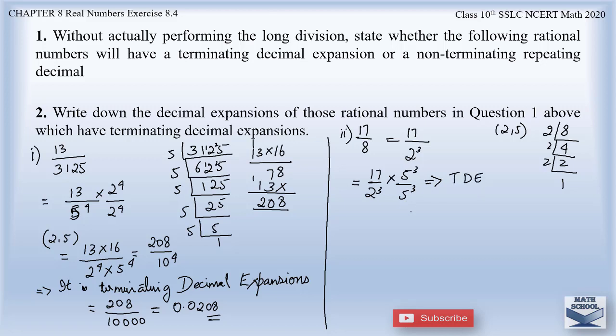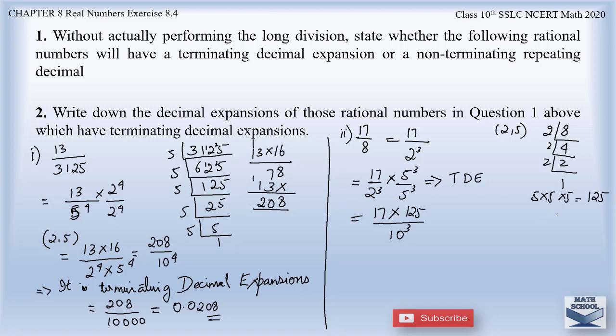Now let us find the equivalent decimal expansion for this rational number, that is 17 by 8. 17 into 5 cube: what is 5 cube? 5 into 5 into 5, 5 fives are 25, 25 into 5 is 125. So the denominator becomes 5 twos are 10 cube. Since the powers are equal, we multiply the bases, that is 5 into 2 is 10.